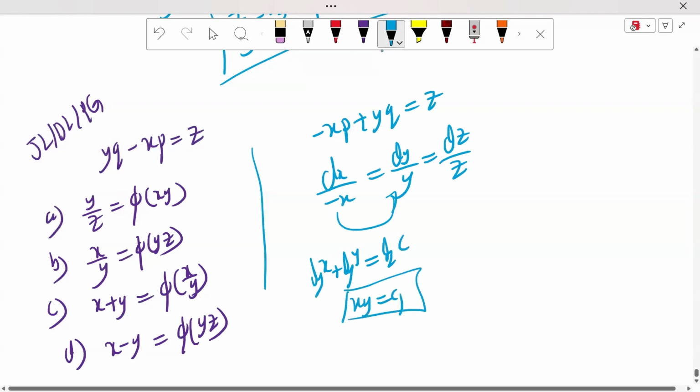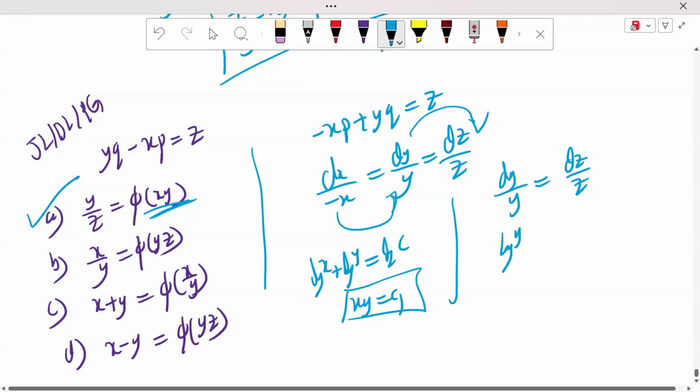Where is the xy, sir? xy is contained in option A. So option A is the right answer. Another way, yz: we can take the second two fractions, sir. So the second two fractions, dy by y equals dz by z. Integrating on both sides, log y minus log z is equal to log c2. It is nothing but y by z is equal to c2, sir.